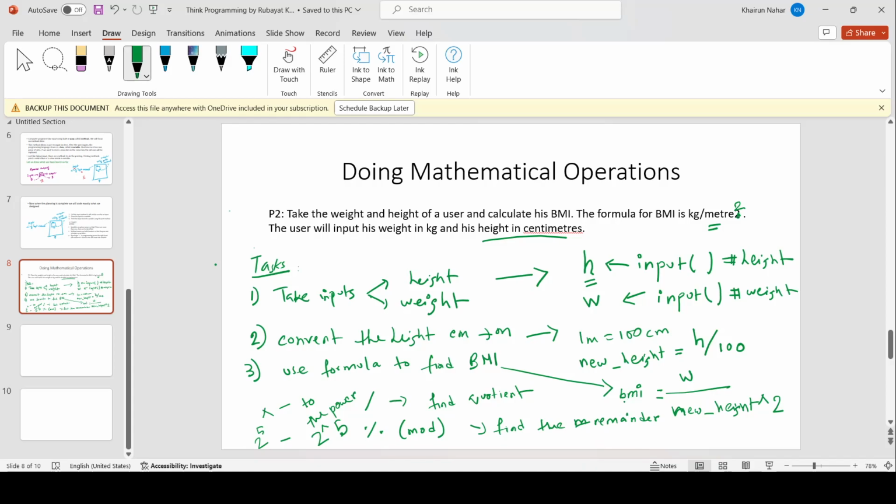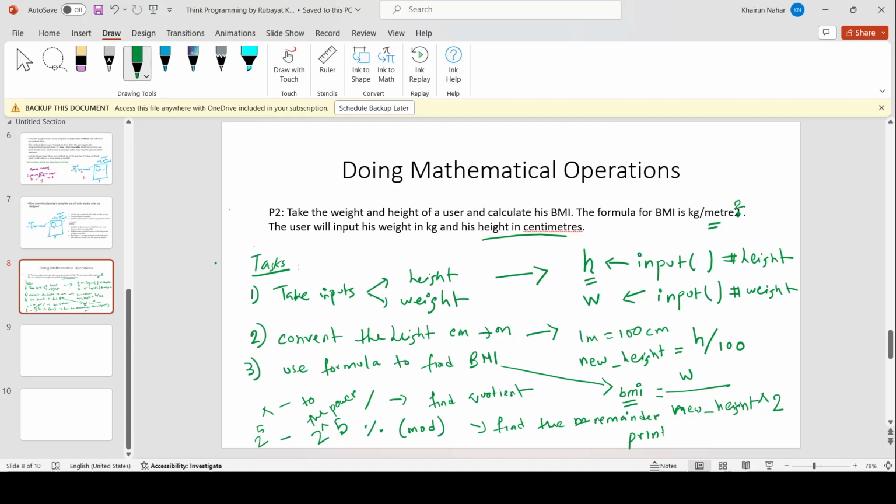And finally, we have to print the result. So I have to use the built-in print function, and inside these braces, I put the variable name, and the result will be printed.